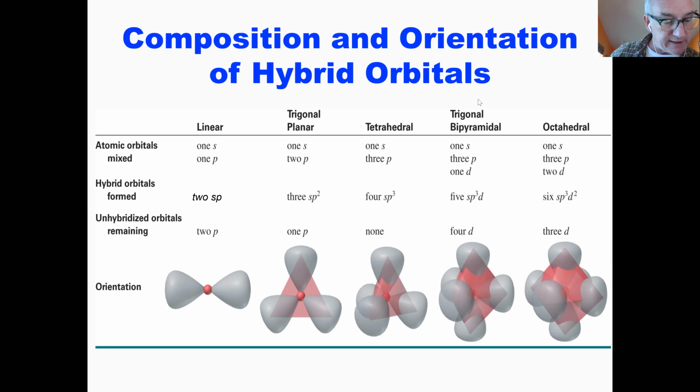Could there be sp2d5? No, because you need to take all the lower energy orbitals first. You have to use all the p's before you start using the d, okay? So yeah, can't do that.